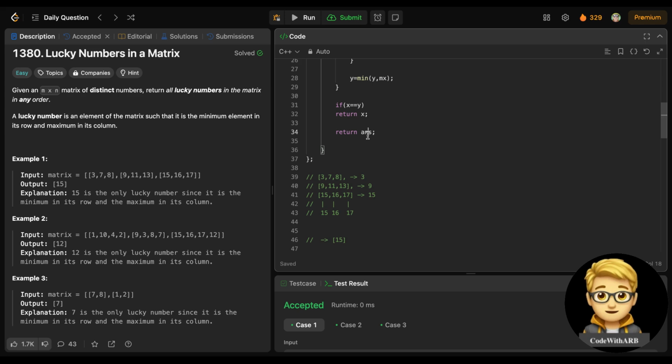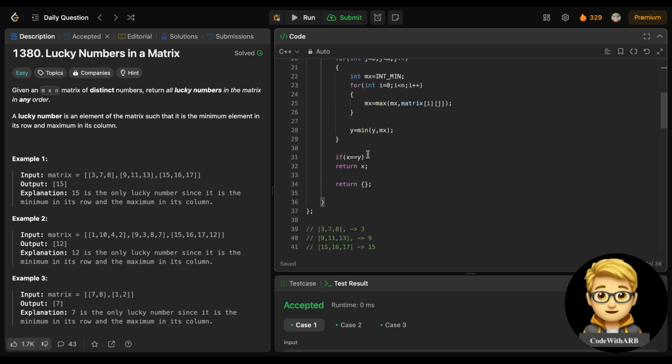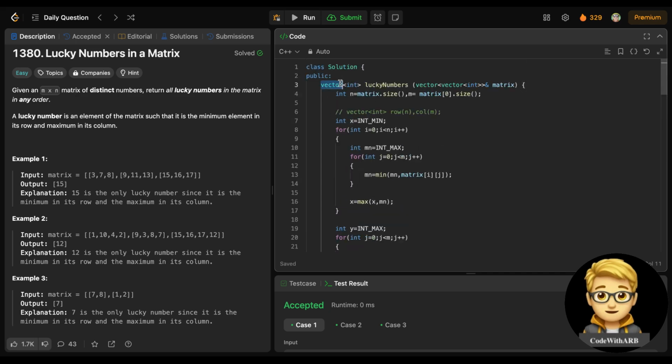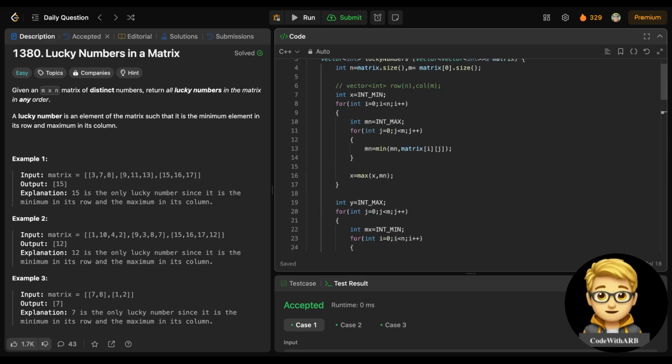Otherwise, this would be empty, so we don't need to take any extra rows. If this is equal, it means we got our lucky number. Otherwise we return an empty result. One thing is for sure, that we need to return in vector form, so we need to typecast this and return it like this, x. So this is how we solve this problem.